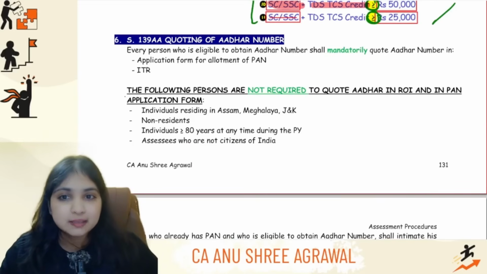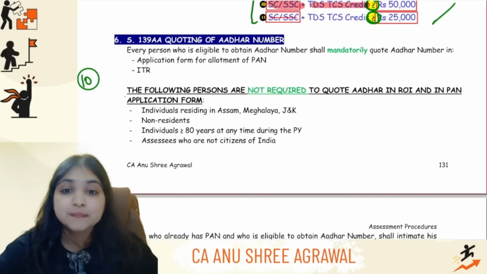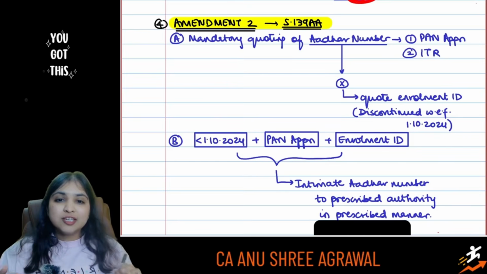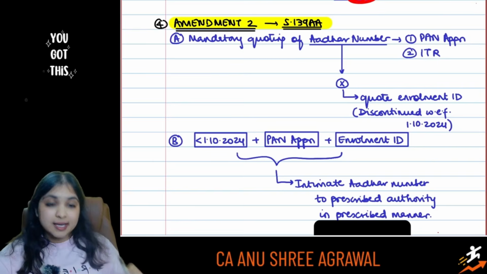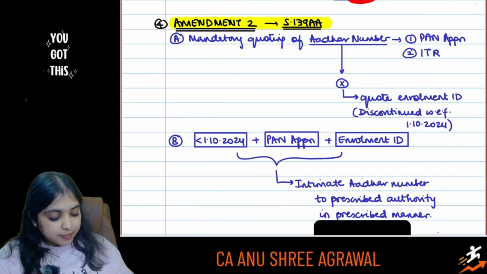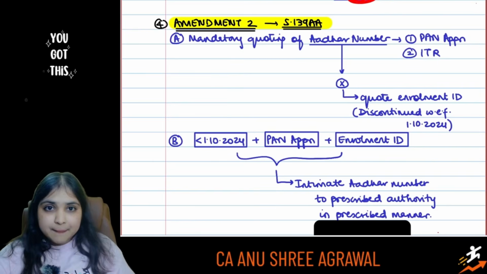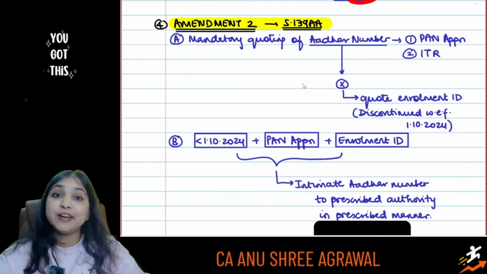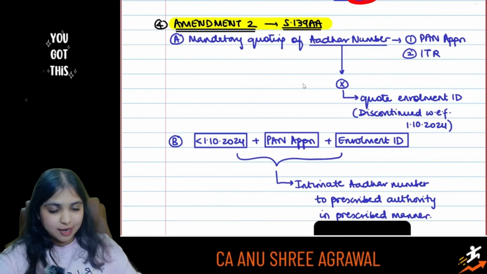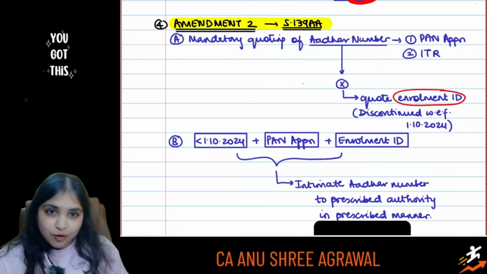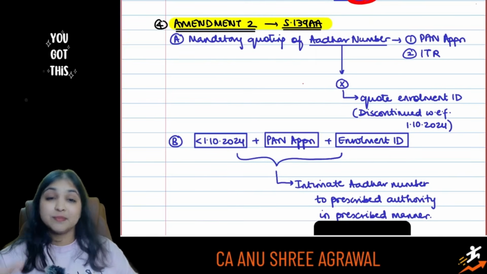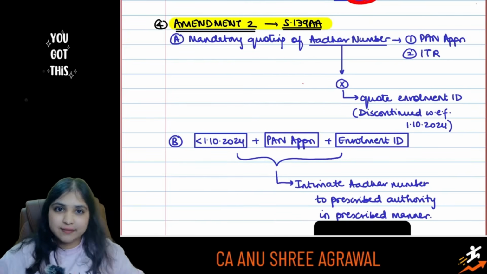Then coming to my 10th concept, section 139AA, quoting of Aadhaar number. This section says that it is mandatory for the assessee to quote his Aadhaar number in 2 places, in his PAN application and in his ITR. Now what if I don't have an Aadhaar? Go apply for Aadhaar. If I apply for Aadhaar, I will get an enrollment ID. You quote that enrollment ID. So now, how many options do assessees have?